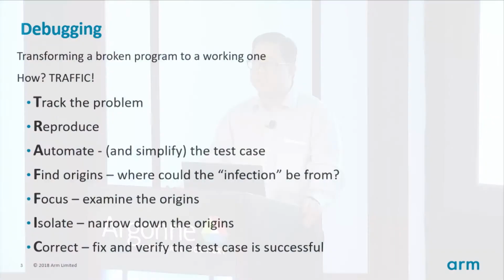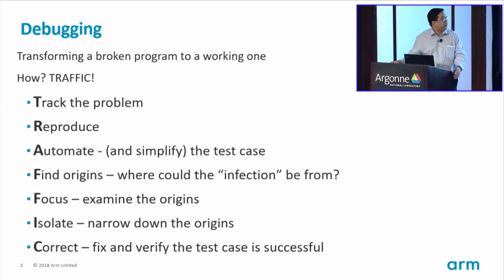So the idea of debugging is really just about transforming a broken code and turning it into a working one. What you see here is a nice little acronym of things to remember if you ever encounter a broken code, and these are things that you can think of as you're trying to fix the problem. One big thing that we want to emphasize is tracking your problem.